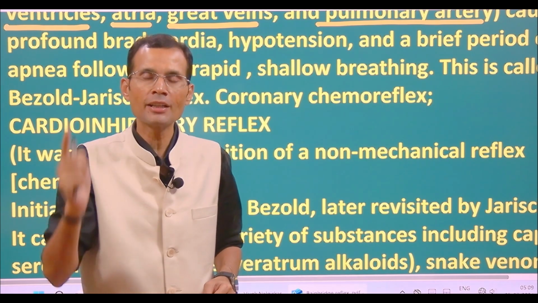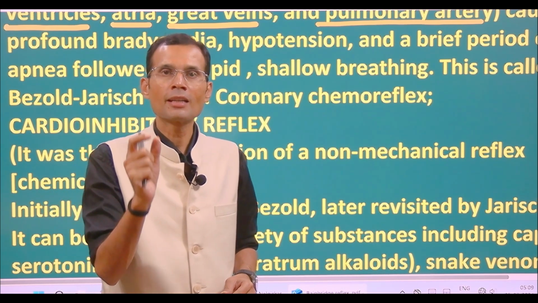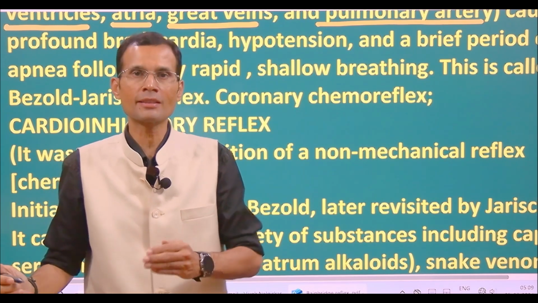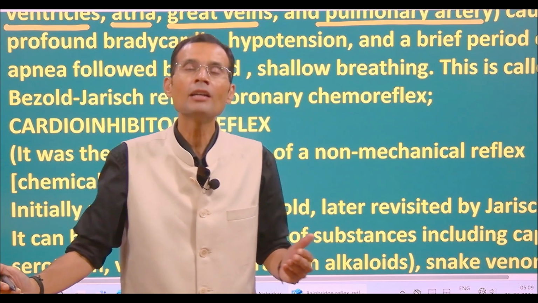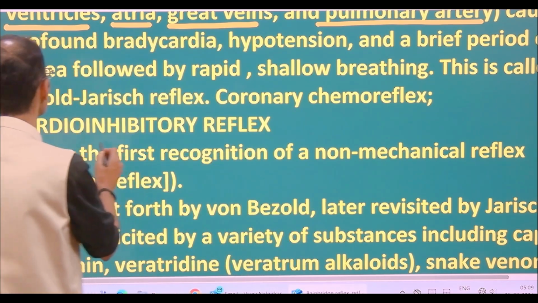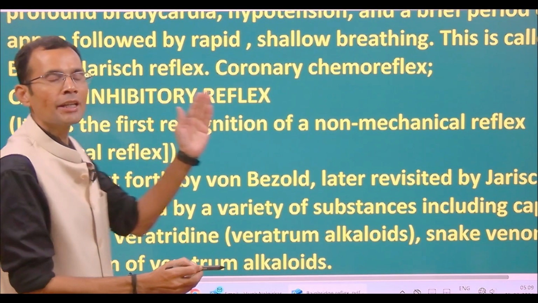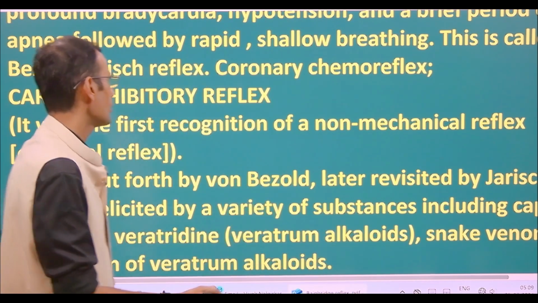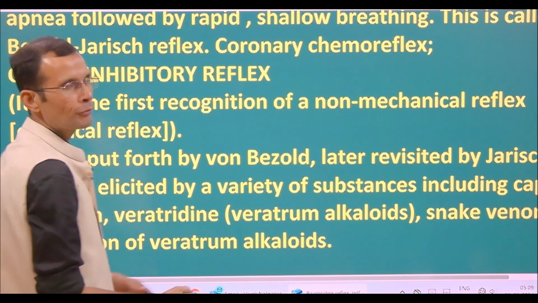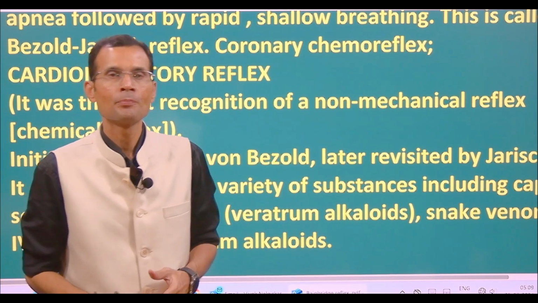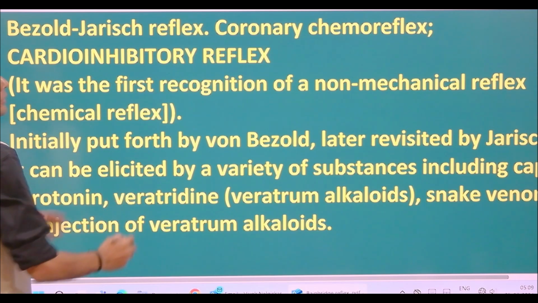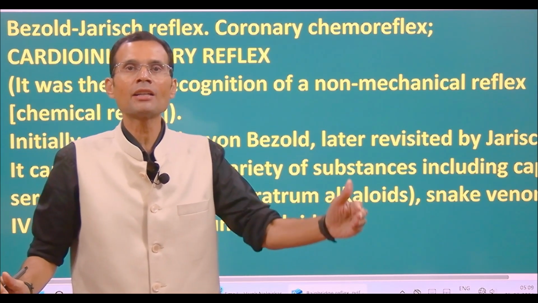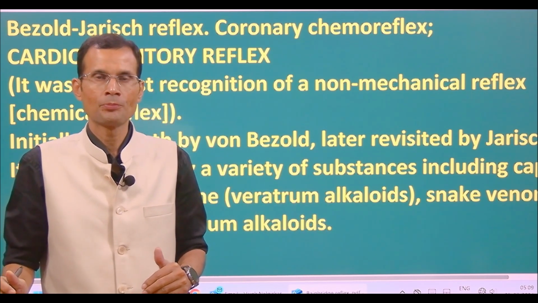It will sum up the entire thing for you, because receptors are in the ventricle and they are stimulated by a chemical stimulus. Alright, so ventricular chemoreflex, also called cardio inhibitory reflex. Yes, hypotension, bradycardia, and so these are the various names for this reflex. Well, it was the first reflex to be recognized as a non-mechanical reflex.